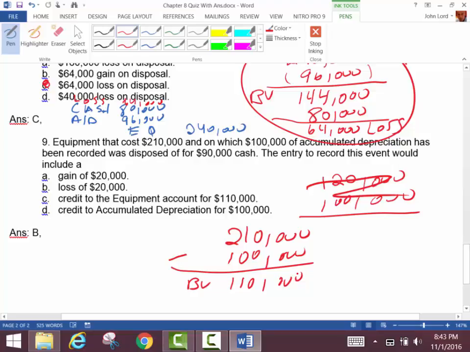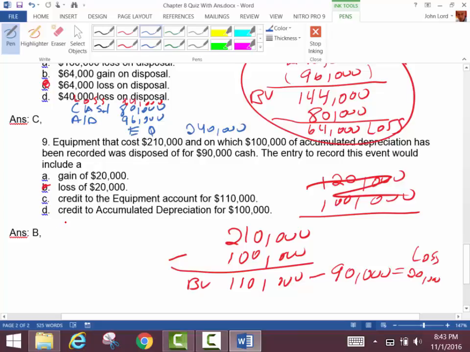110,000 was the book value, and I disposed it for how much? 90. Cash of 90,000. So I sold it for what? For less than its book value, didn't I? So I have a loss of what? 20,000 here? Okay, good. Who wants to give me the journal entry for this?